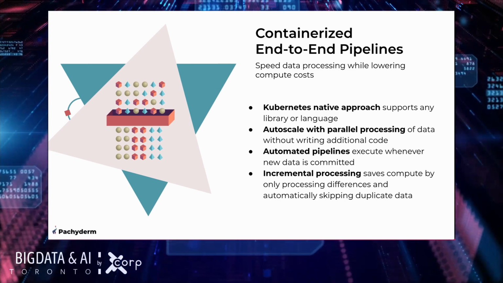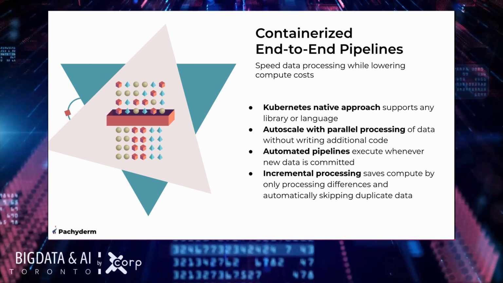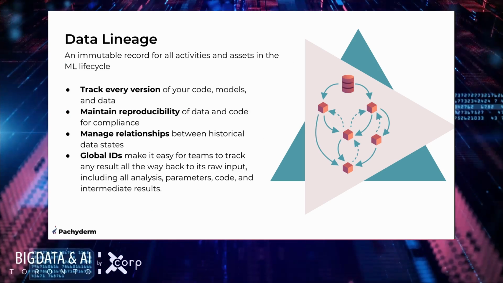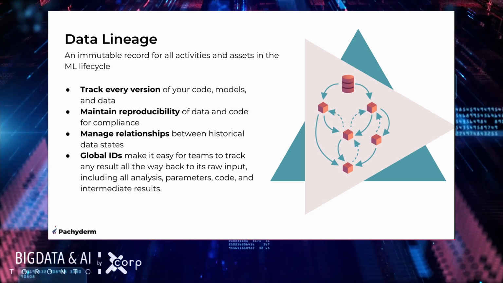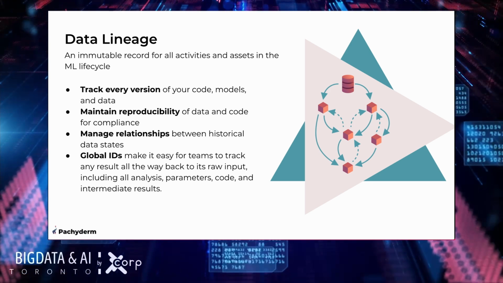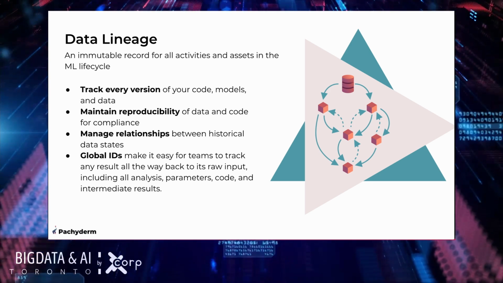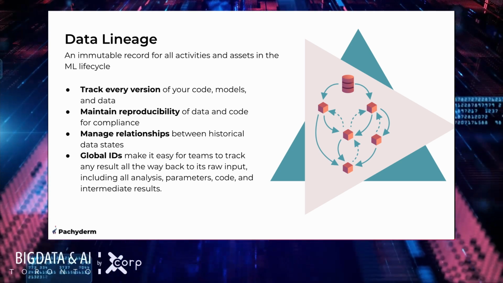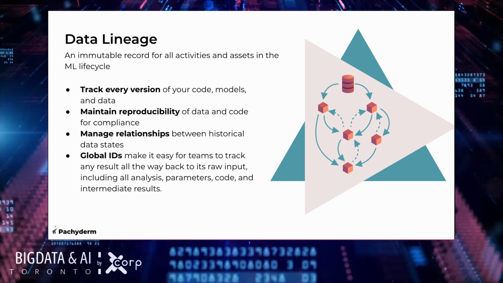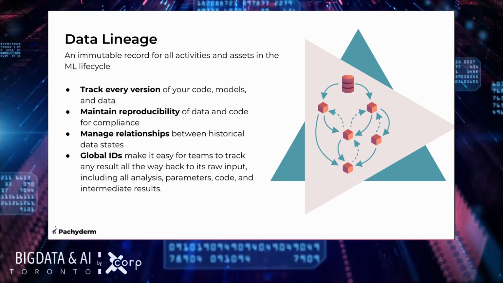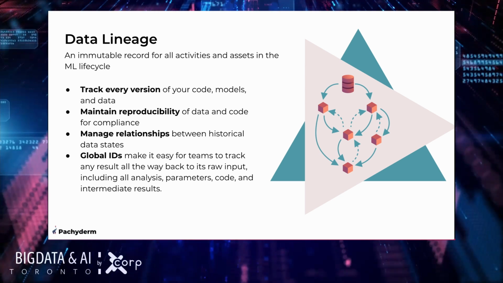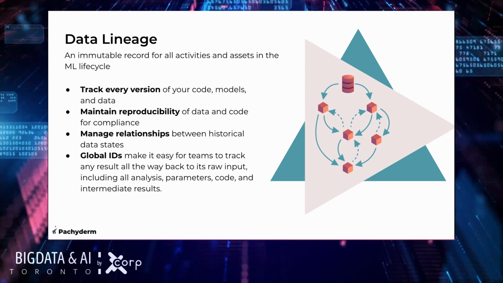And I mentioned earlier incremental processing. So we can cut down that compute usage by only processing the differences and skipping duplicate data. Together, that gives us data lineage, so we can track every version of your code, models, data. We can get full reproducibility of the data and code for compliance. We keep track of all those pieces there. So you can see which versions of data were run through which code and created which outputs, but also the reverse, like for which output, what code was used to create it.